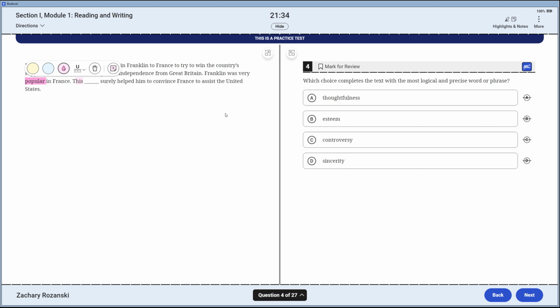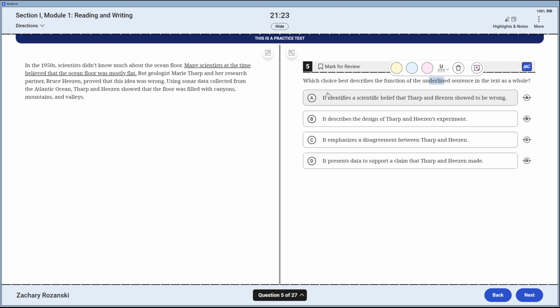I've got this popular thoughtfulness. Esteem seems to be about popularity, to be held in esteem, well liked. I like it. Now we're going to go looking for our underlined sentence. Many scientists at the time believed that the ocean floor was mostly flat. It identifies a specific belief that Tharp and Heezen showed to be wrong. This seems chill so far.